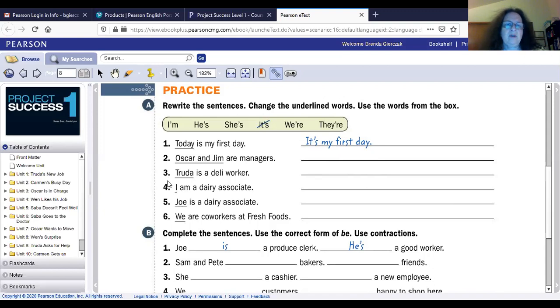Let's go to sentence number 3. Truda is a deli worker. Well, we know Truda is a girl, so we're going to look and see if there's a girl up here, and there is, and it would be she's. So for number 3, instead of Truda, it would be she's a deli worker. You would put she's, and not "she's is a deli worker," just she's, because she's becomes she is a deli worker. So I'll wait a second while you write that in.